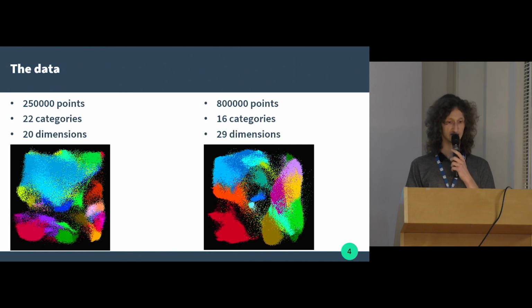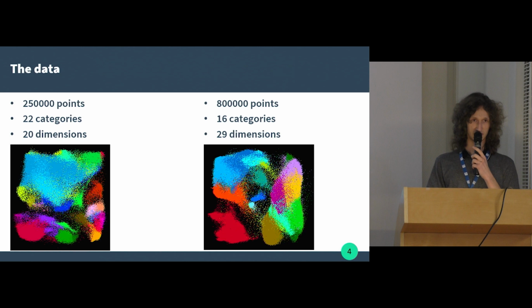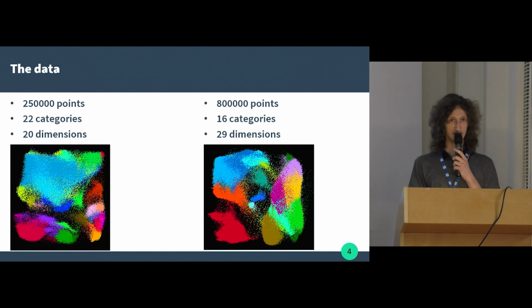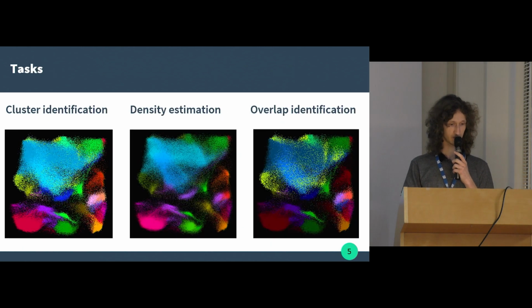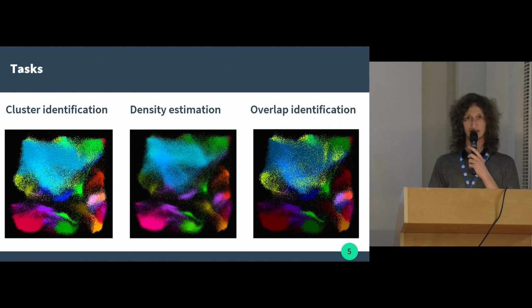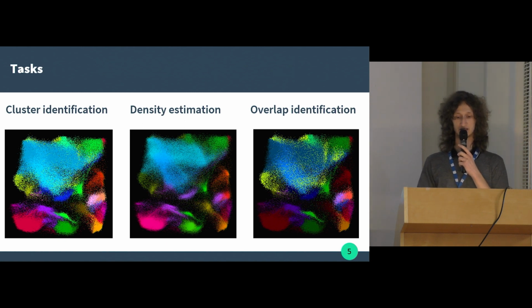So these are the two datasets available to us. We see the number of points, the number of categories, and the original dimensionality of the points. The points are drawn on the images with their 2D position, and each color is for one category. Our visualization aids with the tasks of cluster identification, density estimation, and overlap identification.